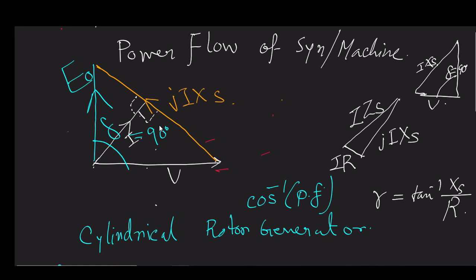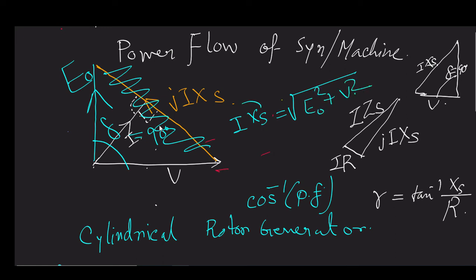Now consider the magnitude of JIXS. See that reaching here, it is now becoming a right angle triangle, and this JIXS is the hypotenuse of that right angle triangle. So do you have any idea that basically you are looking for a situation where IXS is root over E naught square plus V square. So what is the magnitude of IXS you required? Isn't it very, very high?